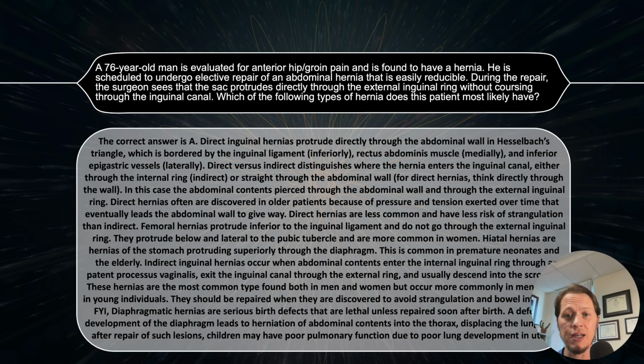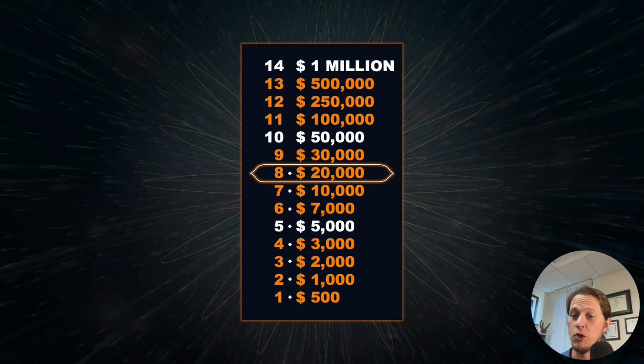So direct inguinal hernias are very different from indirect, which are also different from hiatal, diaphragmatic hernias. There are various different ones. You can obviously read about it. For the sake of time, we're going to skip. Moving on up.